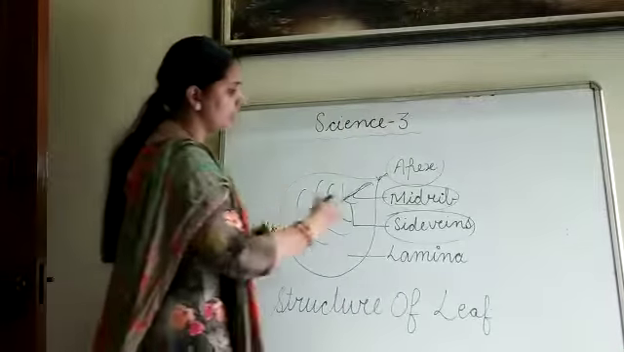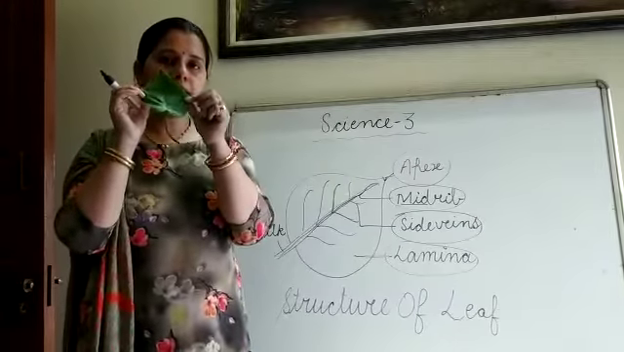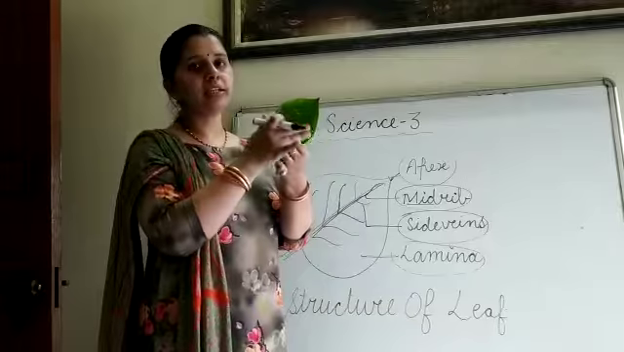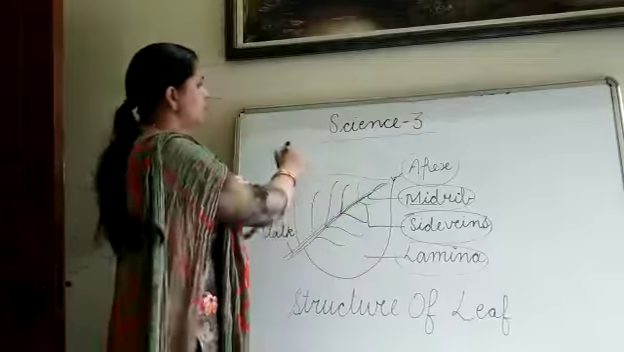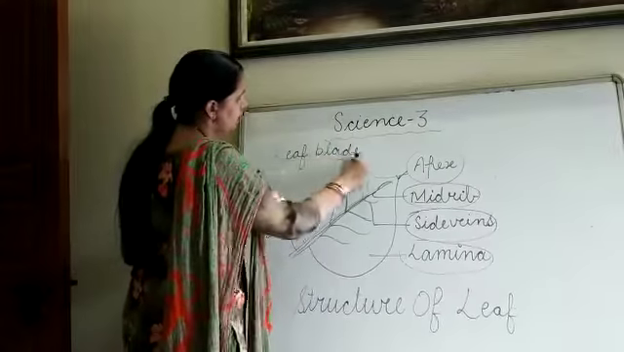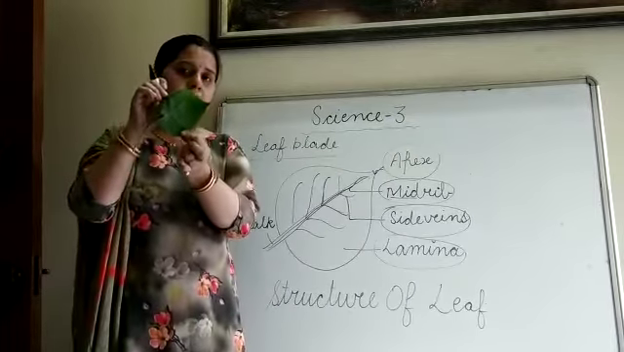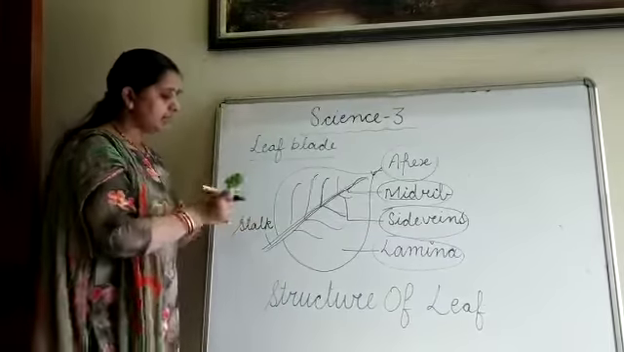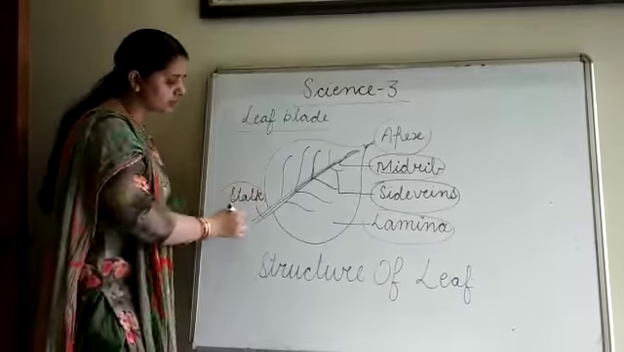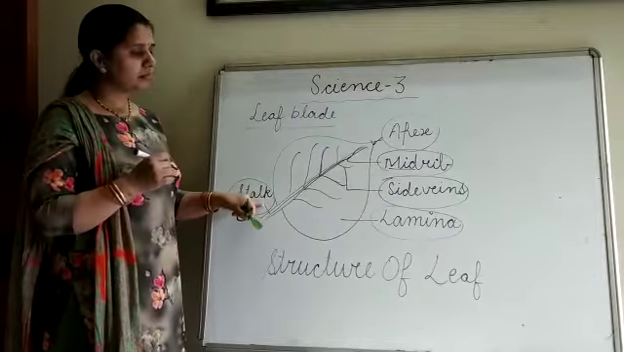Now next is the lamina. This is the flat part of the leaf. It is called lamina. So this full part is called lamina or leaf blade. What is leaf blade? Leaf blade or lamina. So this part is the leaf blade or lamina, and the part by which the leaf is attached to the plant is called the stalk. This is the stalk. So this part is attached to the plant.